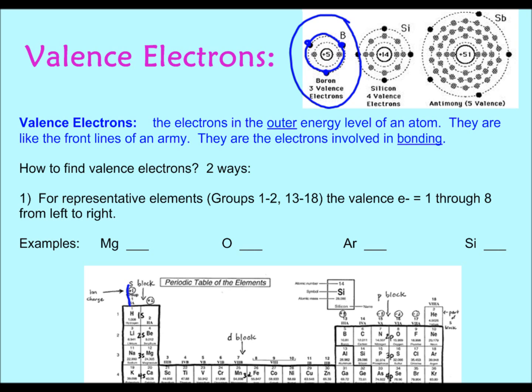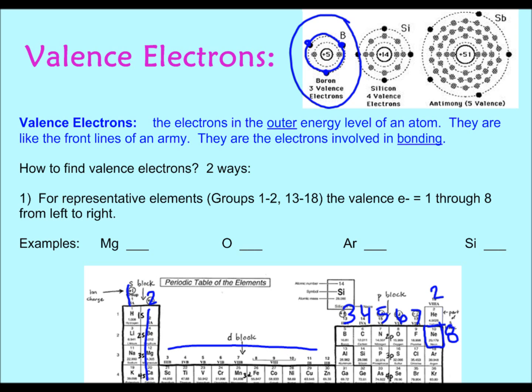Then when you skip over to the next column, all of these have 2. Then we're going to skip through the transition metals. Boron's going to have 3, carbon will have 4, nitrogen will have 5, oxygen 6, fluorine 7, and helium actually has 2. It's part of the S block, which is strange, but neon will have 8. Okay? So it's important that you remember that trend for valence electrons.